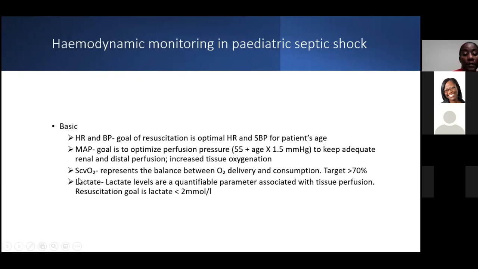There is measuring your central venous blood oxygenation, abbreviated as ScvO2, which basically represents a balance between your oxygen delivery and consumption. And for adult sepsis, they had given a target of over 70%. Studies have shown that using it in pediatrics is not very reliable. So we use all these parameters together, not one as a single, and looking also at lactate, which is a quantifiable marker associated with tissue perfusion, and you want lactate levels below 2 millimoles per liter.